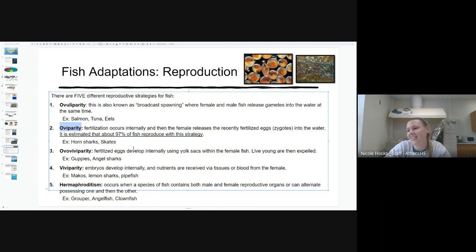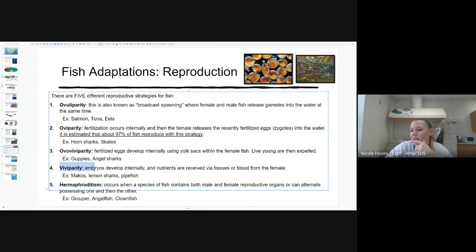Ovoviviparity is when they have a yolk sac in the female fish, and they develop in there. But it's basically like holding a chicken egg inside their body. The egg only has what's available inside the actual egg. Once they use that up, they have to either eat their brothers and sisters, or it's time for them to be born or hatched. But basically, they release them as live young, but it's not like how humans hold babies. There's no amniotic fluid. There's no umbilical cord. So that's how they do it.